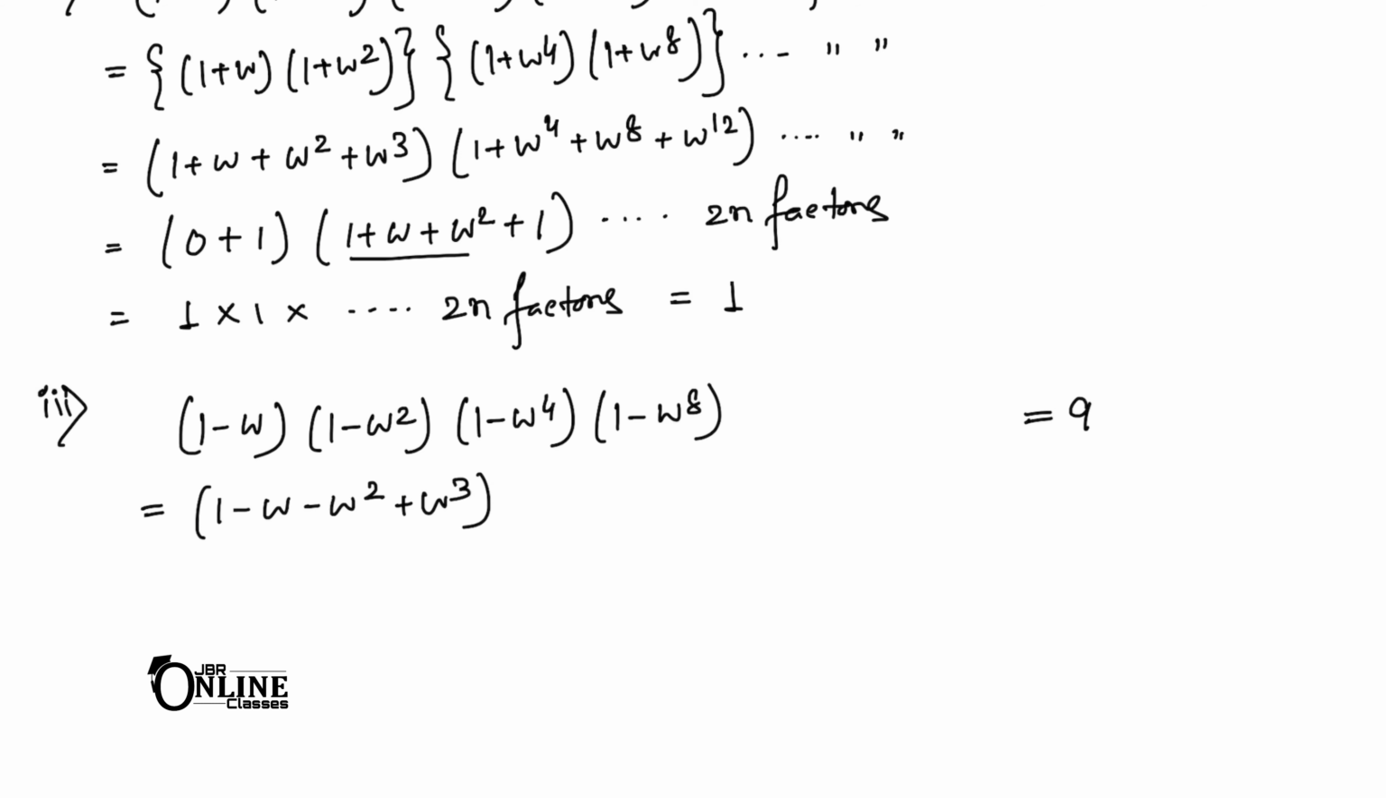Okay, and the next one you have here 1 minus omega to the power 4 into 1 minus omega to the power 8, or you can also change these omega to the power 4 and omega to the power 8. So do one thing, write down in place of omega to the power 4, you can write down here omega only, and here in 8 write down omega square.